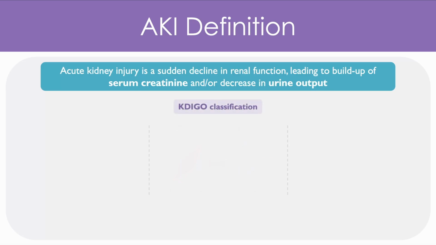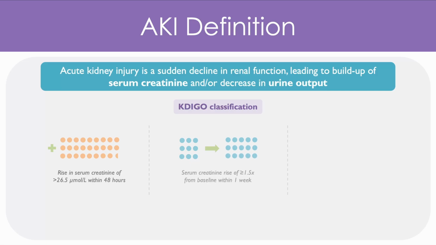To be more specific about the definition for an AKI, we can turn towards the KDIGO classification, and this basically helps to identify AKIs according to different criteria. The first criteria can be met if a patient's serum creatinine increases by more than 26.5 micromoles per liter within a 48-hour time frame. Alternatively, if the patient has a baseline creatinine and the current serum creatinine is around 1.5 times or more greater than this baseline, this would also confirm an AKI, as long as this happened within a 1-week time frame. Additionally, we can also look at urine output. So if the urine output falls below 0.5 milliliters per kilogram per hour for more than 6 hours, this would also meet the criteria for an AKI.